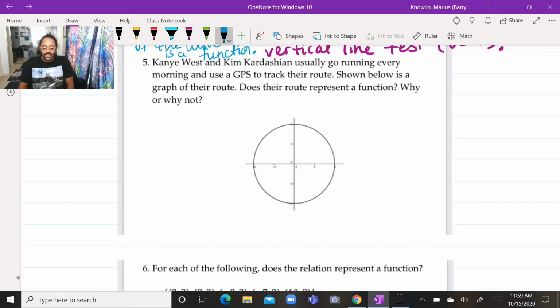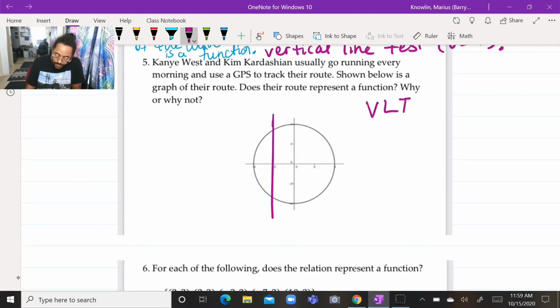It says Kanye West and Kim Kardashian usually go running every morning and use a GPS to track their route. Shown below is a graph of their route. Does their route represent a function? Why or why not? Well, once again, with graphs, we want to use our vertical line test, right?